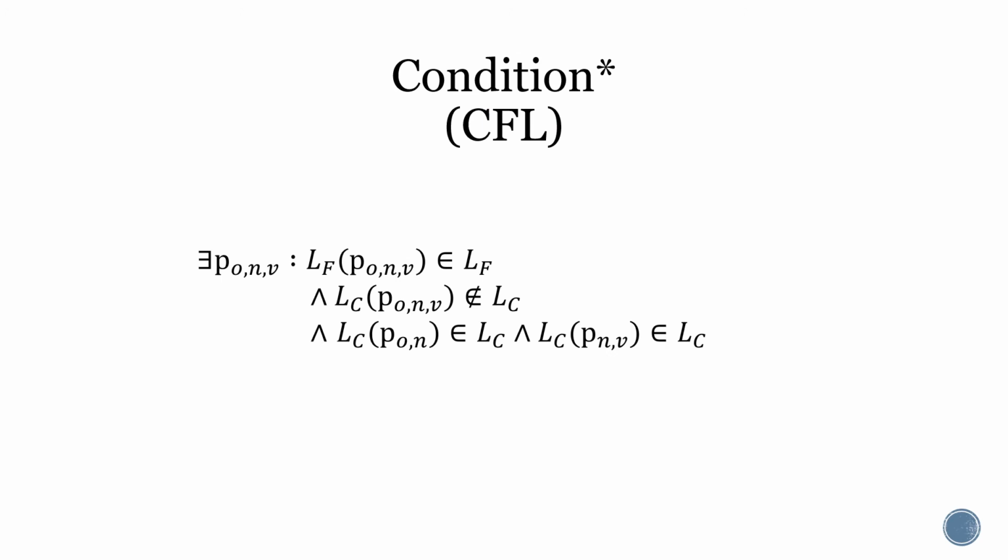With the context-free language tool, we can recast the original condition to its context-free language version. To decide context sensitivity of a node n in the program, there should exist a context-free language path from some O to V passing by n, such that it satisfies the field language, and it doesn't satisfy the context language, but both of the two subpaths divided by n satisfy the context language.